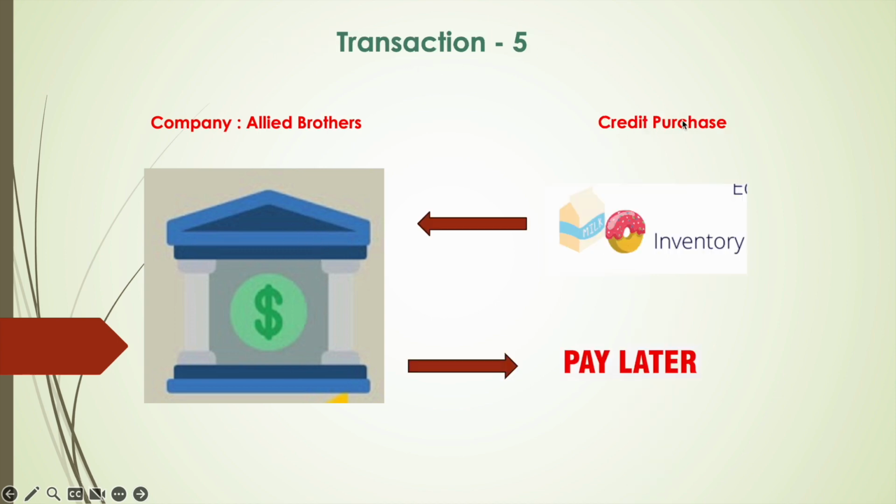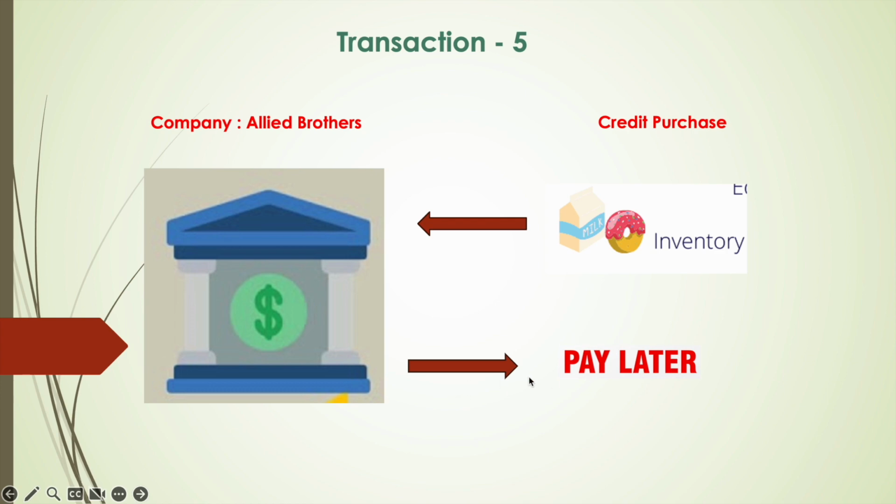Transaction number 5. Credit purchase. A credit purchase refers to a transaction where goods or services are acquired by a buyer on credit, meaning that payment is not made immediately at the time of purchase but is deferred to a later date. In a credit purchase, Allied Brothers receives the goods or services from the seller.